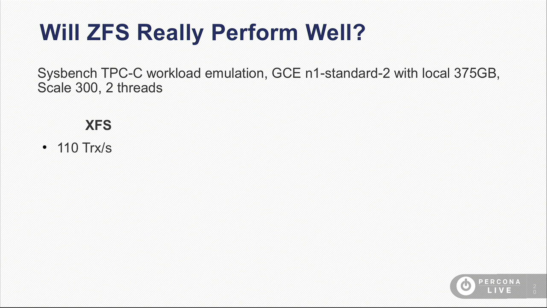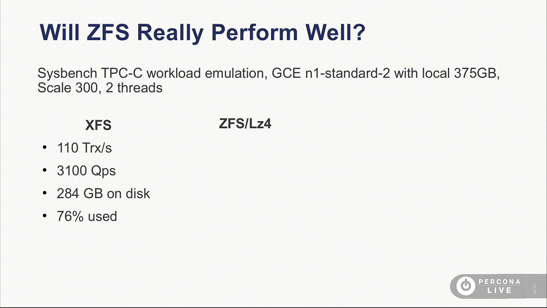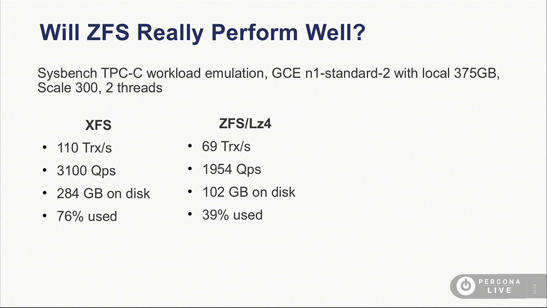On XFS, I was doing 110 transactions, about 2,000 queries per second, but the data set size was 244 gigabyte, 75% used. LZ4 with ZFS, we're down to 69, so it's much lower. A bit less than 2,000 queries per second. So we lost a bit more than a third. But the data set is now only 100 gig, so 39% used.